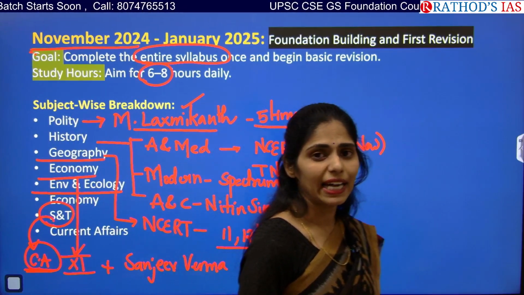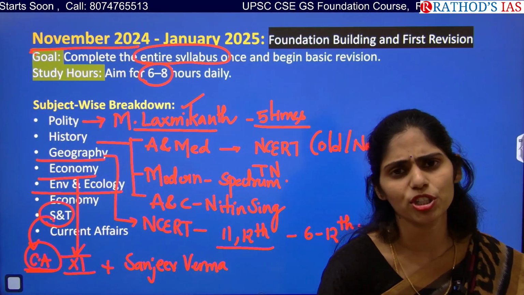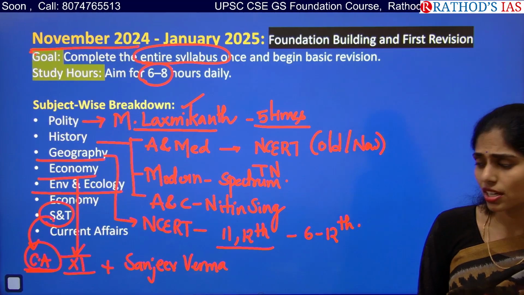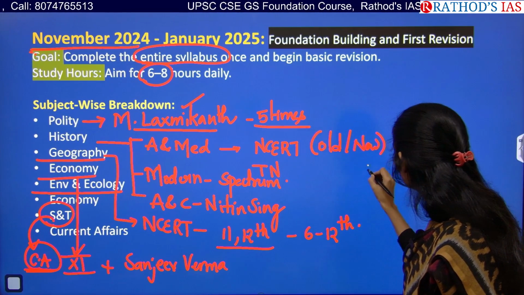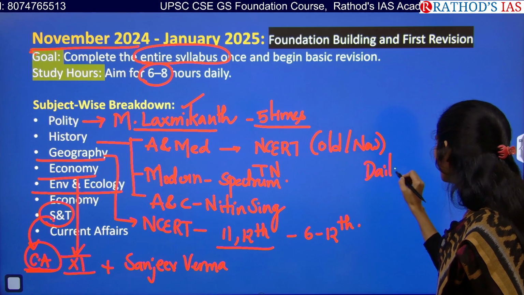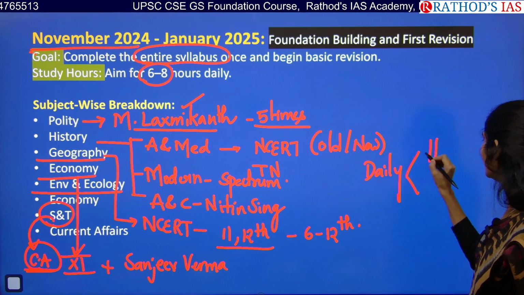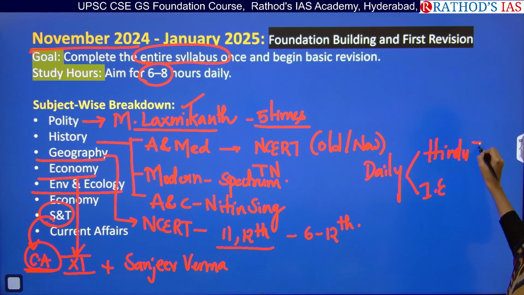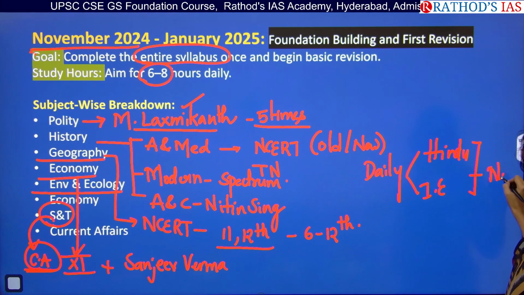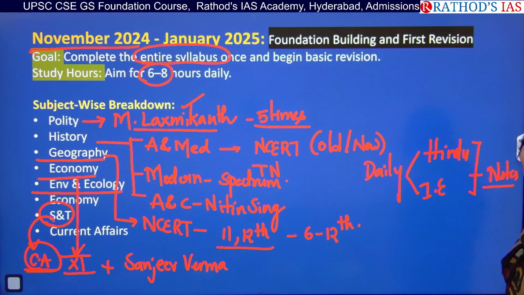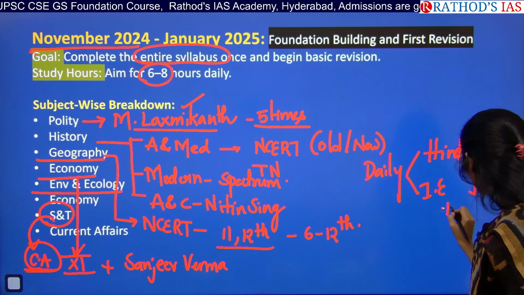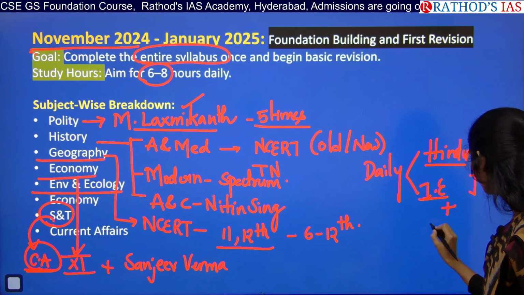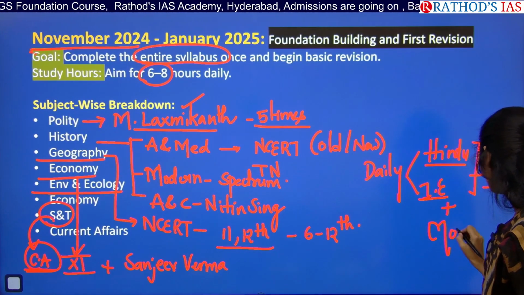For your current affairs, it will be the major proportion. You will be getting 15 to 20 questions. For that, the daily newspaper will be very helpful. You can read either The Hindu or Indian Express, and from that, you have to make your own notes. Apart from making your own notes and reading the daily newspaper, you have to follow one monthly magazine.